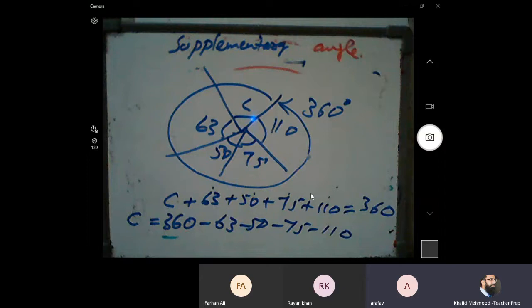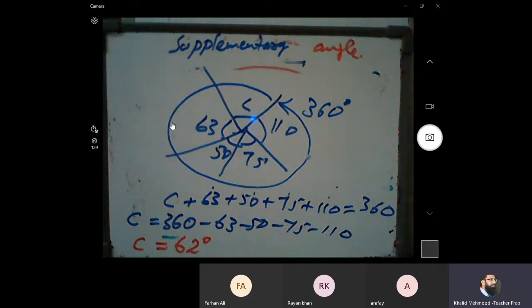298. Okay. Now, anyone else? 82. Okay. Anyone else? Now, try to find out the right solution. C is equal to 62 degrees. But I'm happy that you have tried your best and you have done a good job.